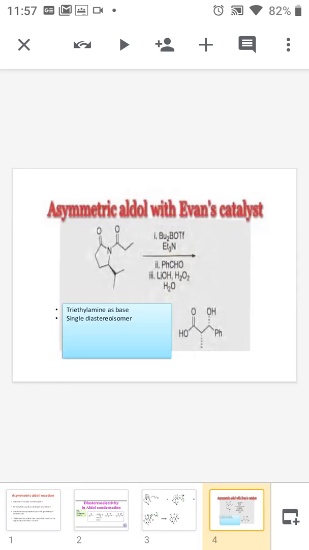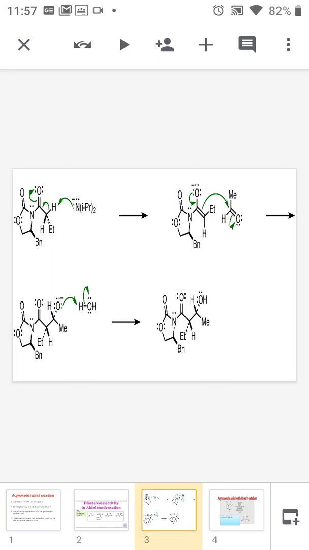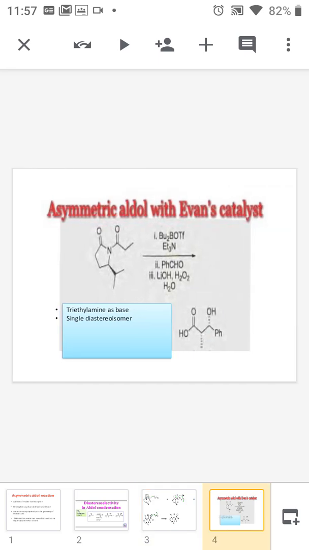Now, in this example the enolate has two possibilities for the alkene to approach, either from the front or from the back. In order to avoid this situation, we are using borane as the base.